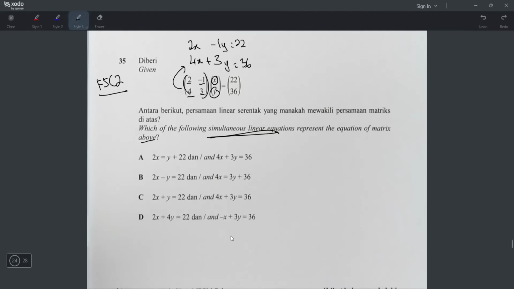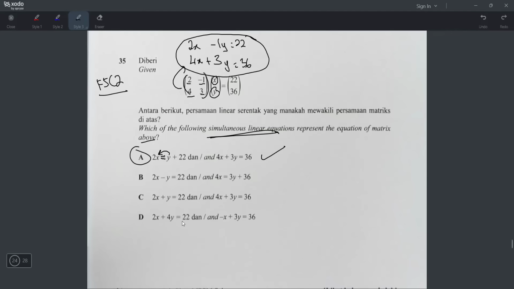So now we just check A, B, C, D and see which one matches this. Okay, A is wrong. Wait, A is correct. Yeah, A is correct. Because 2x equals y plus 22. If you move the y over here, it becomes 2x minus y. You see? 2x minus y equals 22. Same also. 4x plus 3y, 36. Same also. So A is the answer.